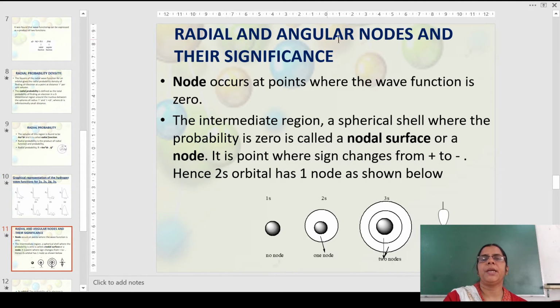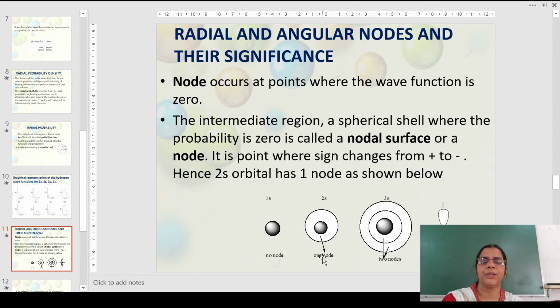Now let us come to the radial and angular nodes and their significance. What is a node? It is a point where the wave function is 0, or the probability of finding the electron is very much less, or literally equal to 0. Most of the time, the intermediate region, a spherical shell where the probability is 0, is known as a nodal surface or node. Now see here, in case of a 1s orbital there are no nodes.